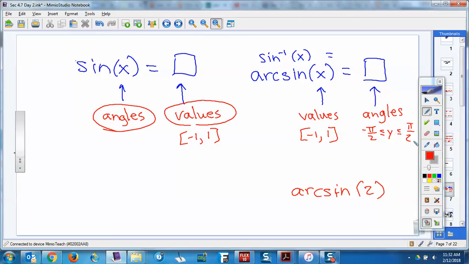Coming out are angles, but they have to be restricted. Now, in the sine graph, we can put in any angles we want, right? We can put in any angles we want, and we get out values from -1 to 1. However, when we go to the inverse trig function, we put in values from -1 to 1. We get out angles, but they have to be between -pi/2 and pi/2 for sine.